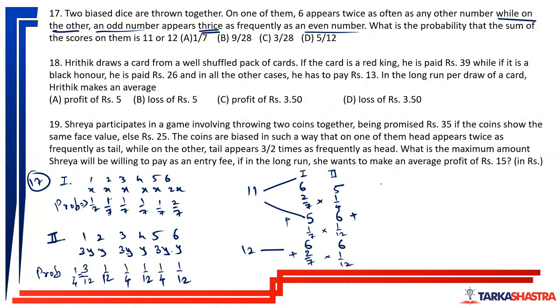If we look at it, it becomes 2 by 28, yes or no, plus 1 by 84 plus 2 by 84. Base में if I take 84, this is multiplied by 3, so this will also be multiplied by 3, which is 6 plus 1 plus 2, that is 9 by 84. 9 by 84 or 3 by 28 will be the answer. Okay. Next question, 18th question.